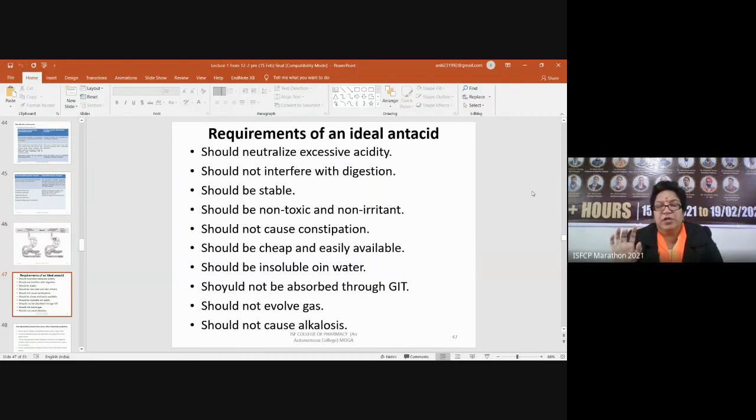It should not evolve gas. Normally, you can see from the reaction, this carbon dioxide is evolved, and the moment you take the antacid preparation, with the help of burping you can see अच्छा हाँ अब दवाई का असर होना शुरू हो गया. So it should, but more and more of the gas should not be evolved. ज्यादा गैस बनेगी अगर तो फिर वो H2CO3 वाला साइकिल शुरू हो जाएगा. And it should not cause alkyl losses. बॉडी में सिस्टेमिक alkyl losses नहीं होना चाहिए. These are the requirements for an ideal antacid.